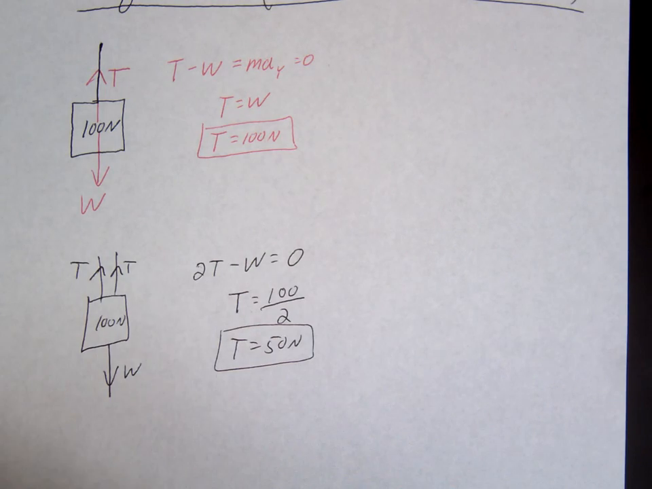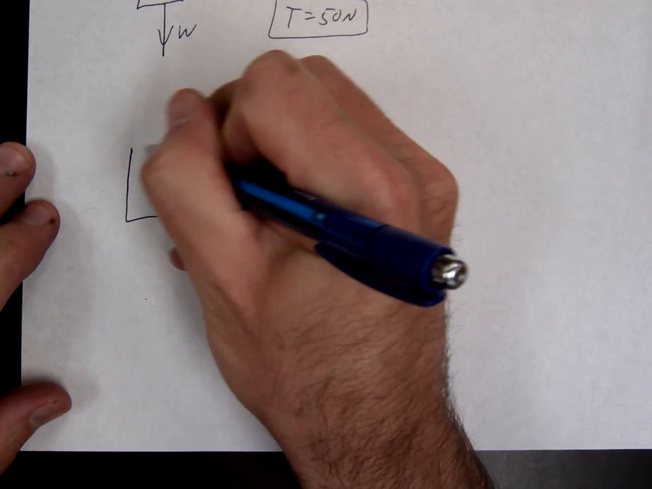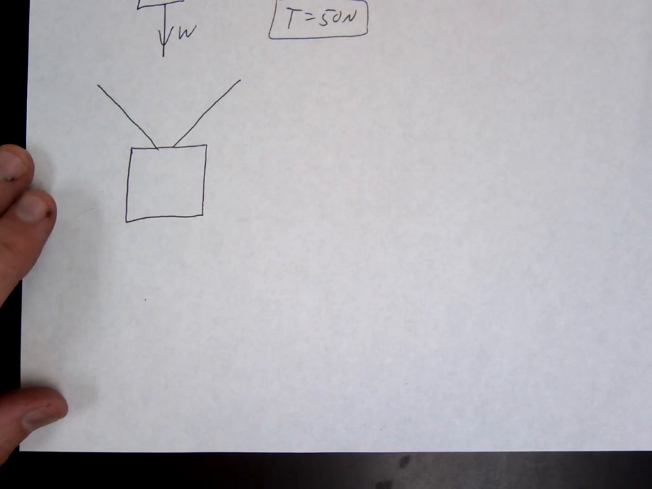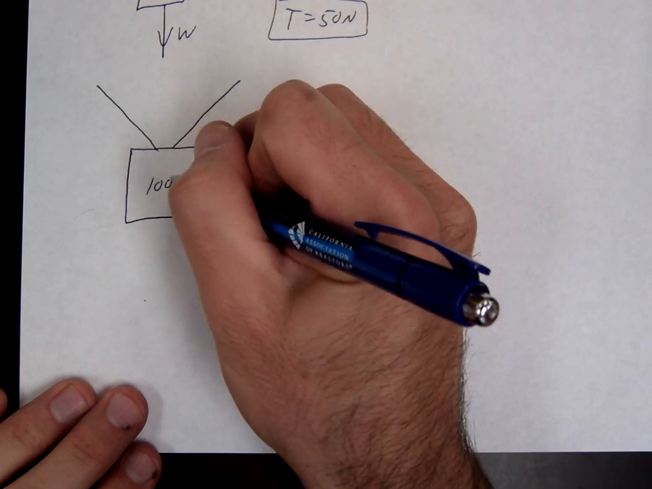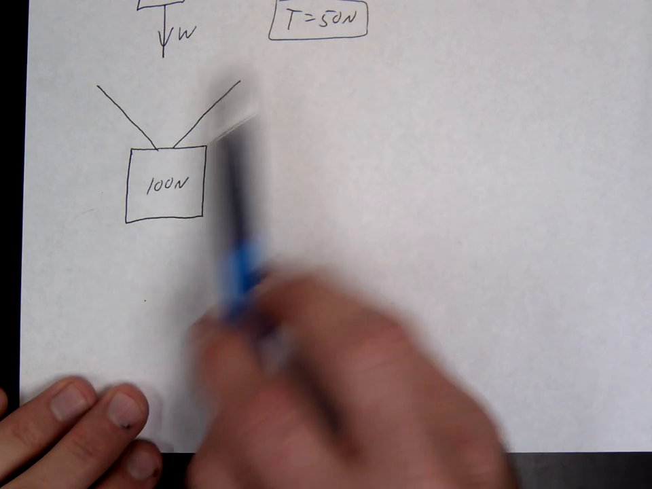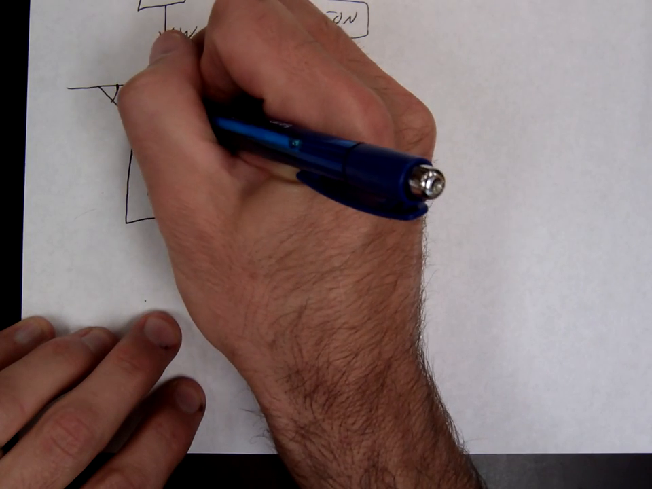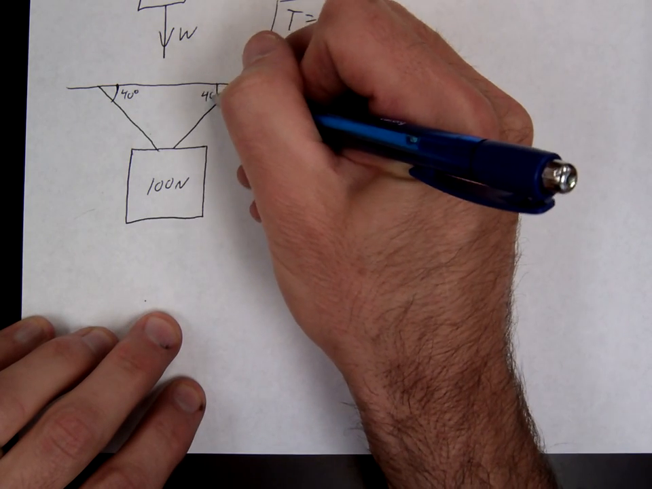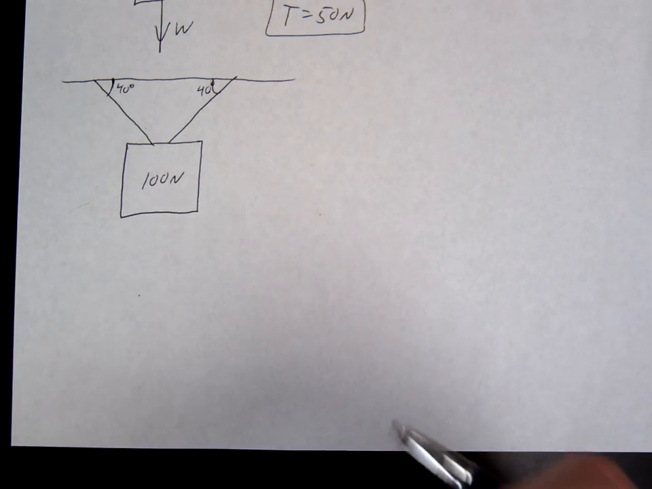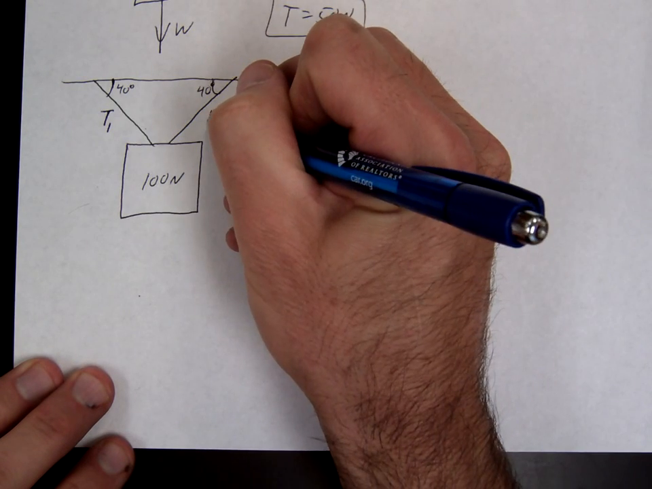So let's draw this one out. We're going to stick with 100. If it was straight up and down, we know it'd be 50-50 in each. So we're going to find out what the tension is. Let's make this, say, 40 degrees, and we'll keep it simple. We'll make both angles the same, 40-40. Essentially, I'm going to ask you what's the tension in each. So let's call this T1, and let's call this T2.